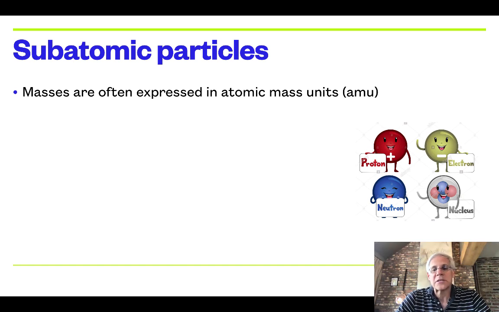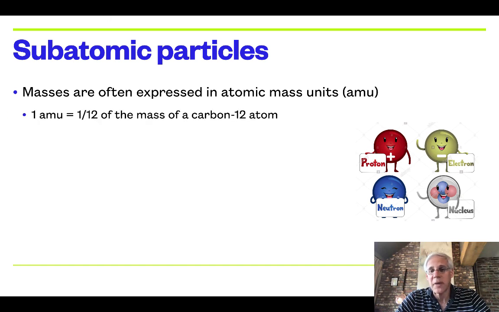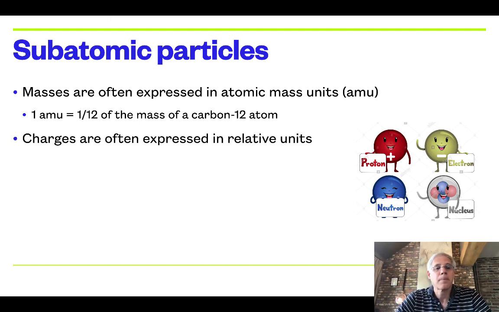Now, when we look at subatomic particles, we realize that they have masses as well. And we express their masses in things called atomic mass units. It's much easier than trying to state their mass in terms of grams. Now, these subatomic particles are extremely small, as you might imagine, and one atomic mass unit is equal to 1/12 of the mass of a carbon-12 atom. And we're going to see what that carbon-12 means here in just a little bit.